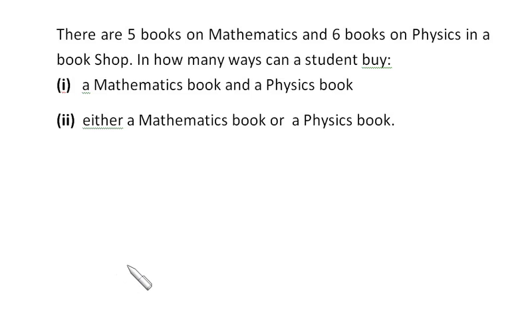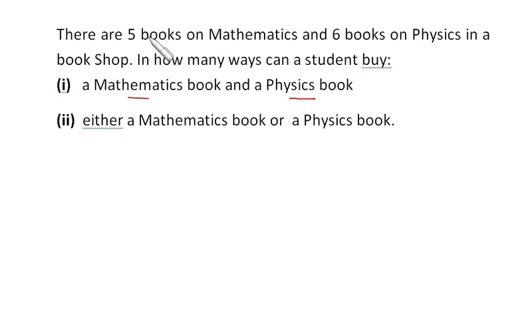Now let's see this question. There are 5 books on mathematics and 6 books on physics in a bookshop. In how many ways can a student buy a mathematics book and a physics book? That means two simultaneous events are there. He has to buy 2 books, one of maths and one of physics.